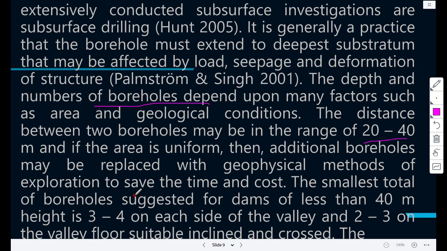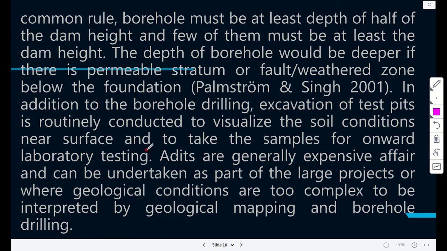Now, the smallest total number of boreholes suggested for dams of less than 40 meters height is about 3 to 4 on each side of the valley and 2 to 3 on the valley floor, suitably inclined and crossed. The common rule: boreholes must be at least half, I think I said this already, of the dam height, and a few of them must be at least the dam height.